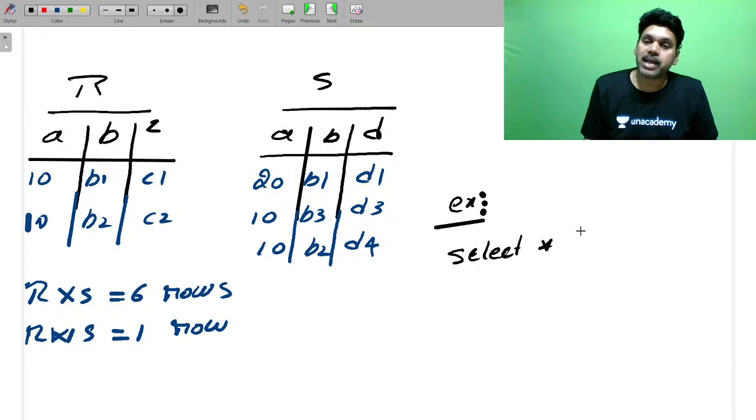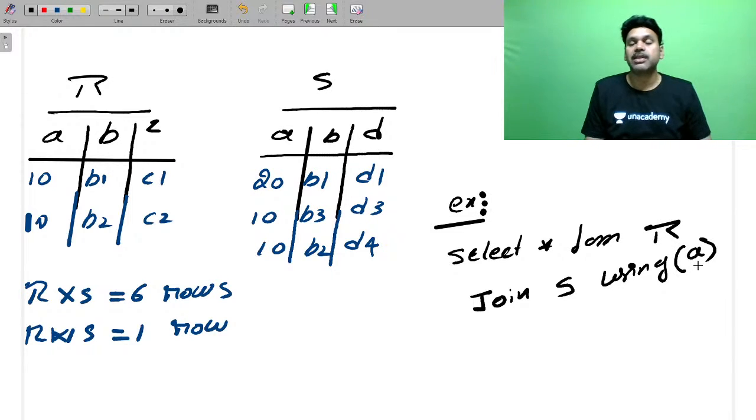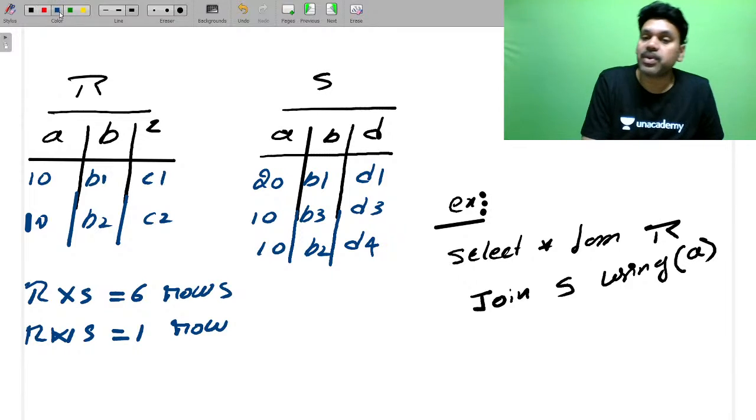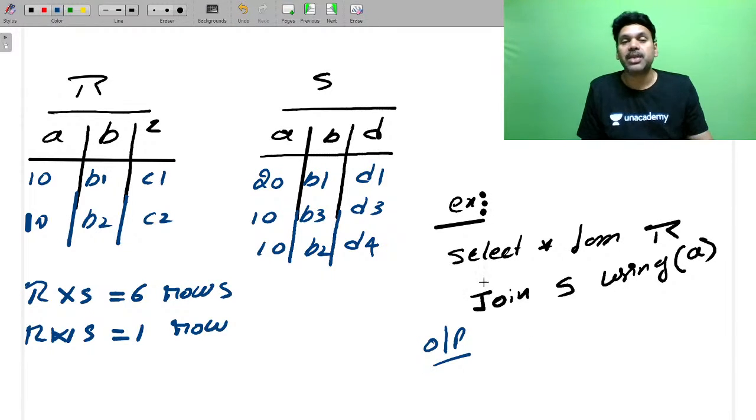So select asterisk from, I am writing a query, R join S on. So you specify which common column you want. Say for example I want A. This time the mapping is based on A only. So what is your output? Now it is less restrictive than your natural join.